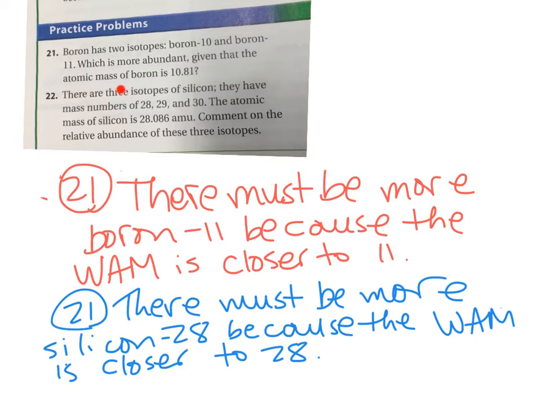Number 22, there are 3 isotopes of silicon, silicon 28, 29, and 30, with an atomic mass of 28. Because after you take the weighted average mass, it's pulling it more towards the 28. There must be more silicon 28 because the weighted average mass is closer to 28.